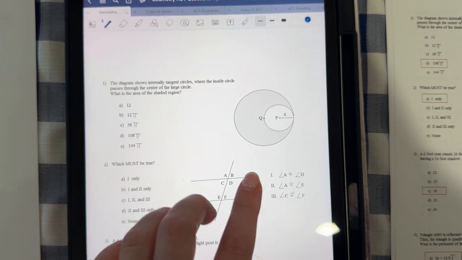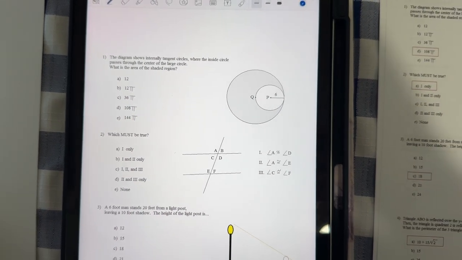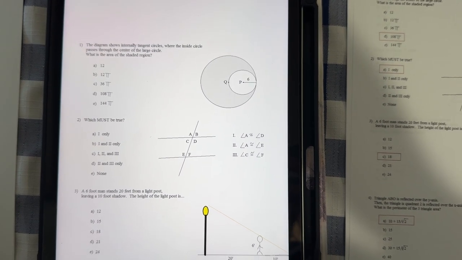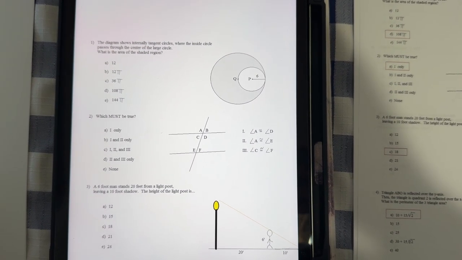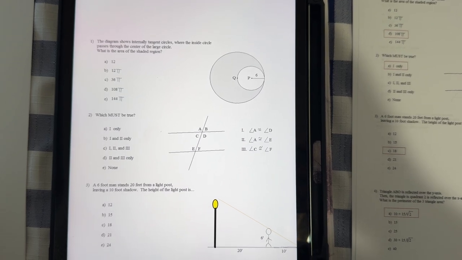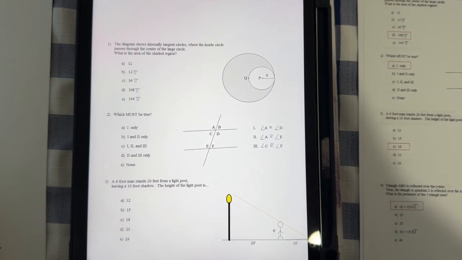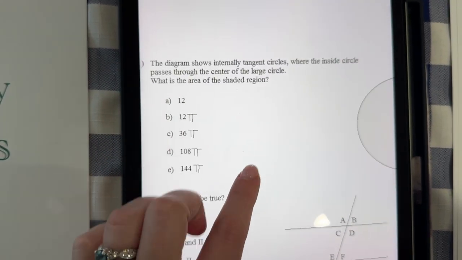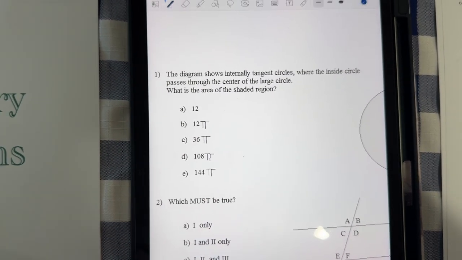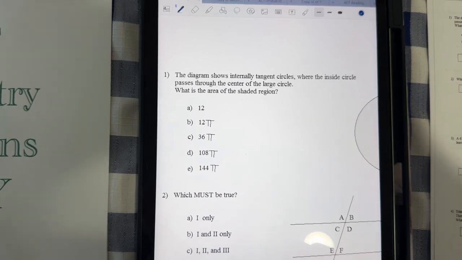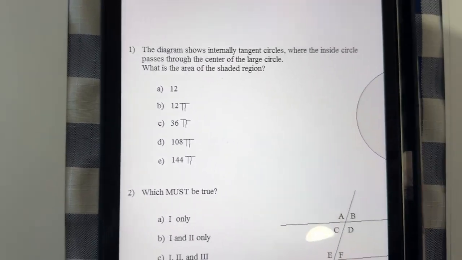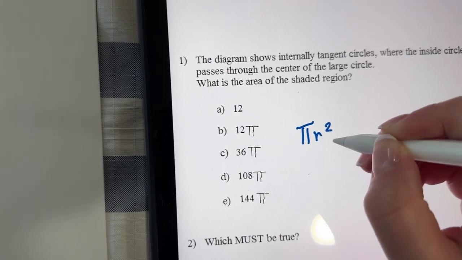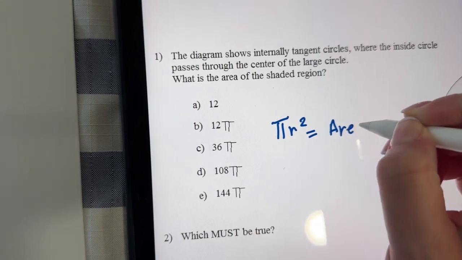Now for those who don't remember what radius means, it means half the length of a circle. So the diameter is the full length from one side all the way to the other, and the radius is half of that. The formula for finding the area of a circle is pi r squared. I'm going to write this out. Pi r squared equals the area of a circle.